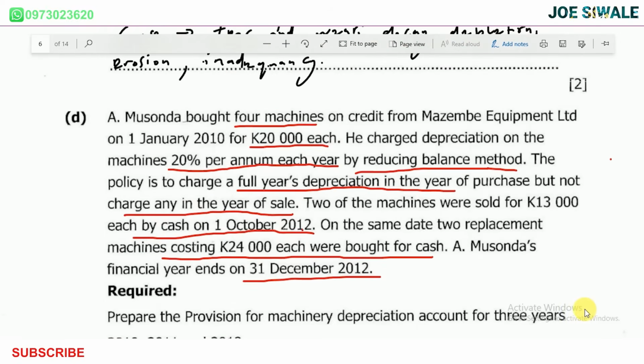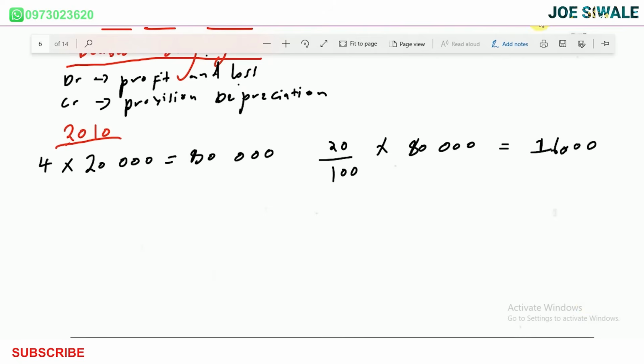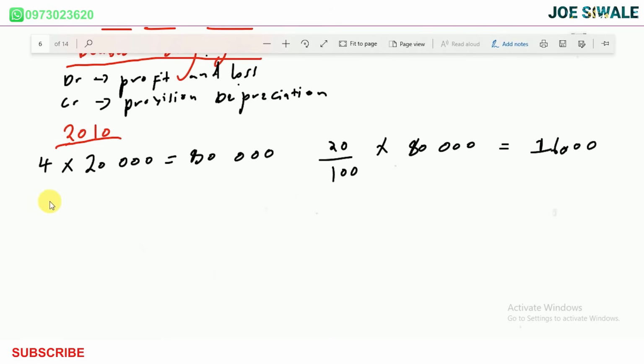So the other information that we've been given reads, the policy is to charge a full year's depreciation in the year of purchase but not charge any in the year of sales. Two of the machines were sold for 13,000 kwacha each by cash on 1st October 2012. That means that in the year 2011, nothing occurred there. We did not buy or sell any machine. So we are going to calculate depreciation for the year 2011 there.